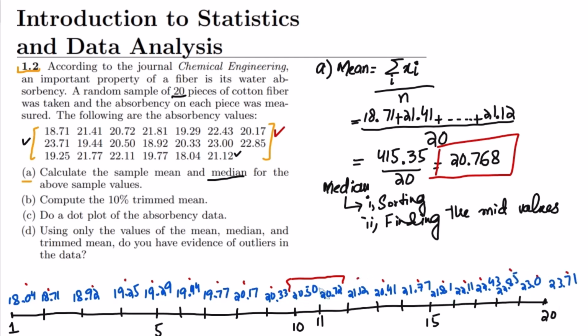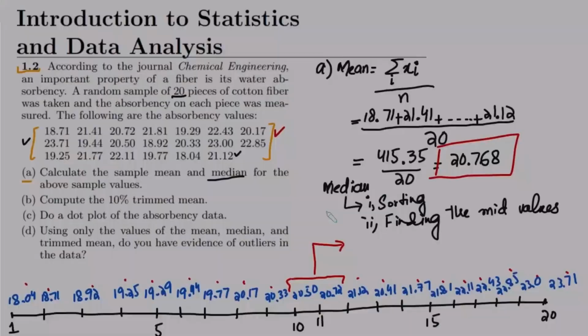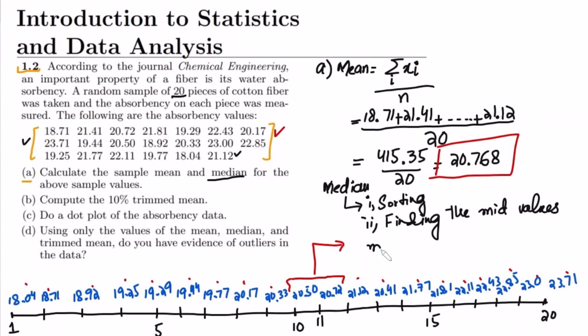Okay, so what do we have to do? We have to take these two values, because we now have an even number of data points. In the previous question we had an odd number of data points, and there we just took the midpoint. Here we have this number. So what do we have to do? We have to find the median.